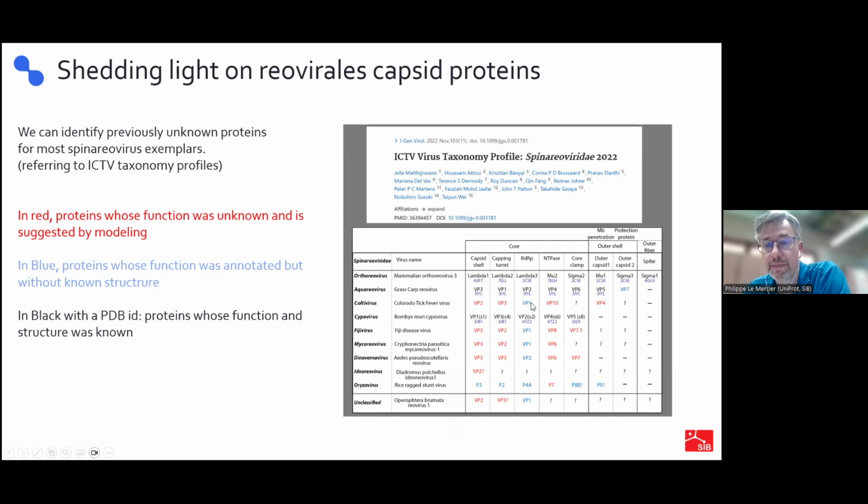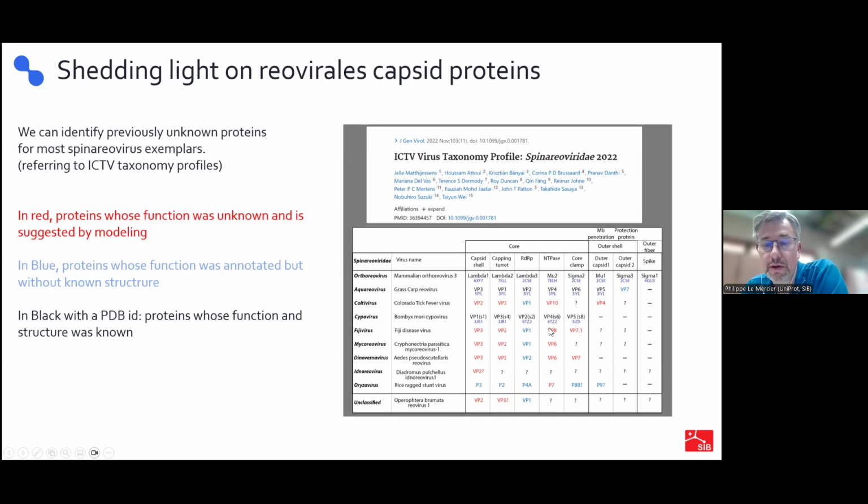In blue, it's where we expected the protein to have the function. So you see the polymerase is blue except in one reovirus, so we expected that, but for all the other proteins, it's in red. It means only the modeling has allowed us to identify them. So now you see that we are adding a lot of functional annotation to all these viruses just by modeling, because here we have structural homology for this protein, and there is no question for the capping turret that these proteins must have the enzymatic activity we expect there to be.